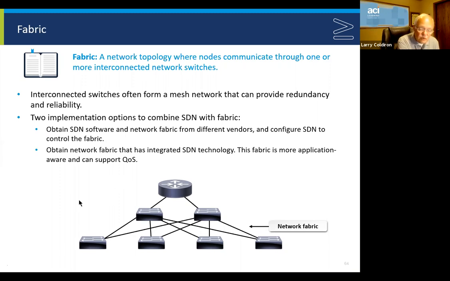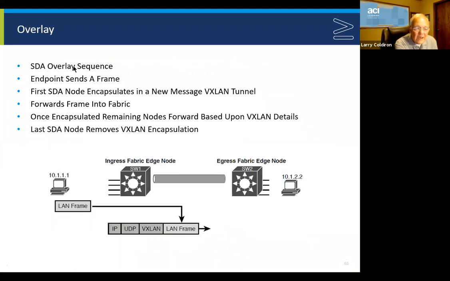We need a layer 3 switch at the access layer if we want to, and it becomes the gateway. We don't have to go someplace else for the gateways for those things. Obtain the fabric that's been integrated with the technology, and then this fabric can and will be more application aware for these things. The SDA, software defined access over LAN sequence, is the endpoint sends a frame, my device.